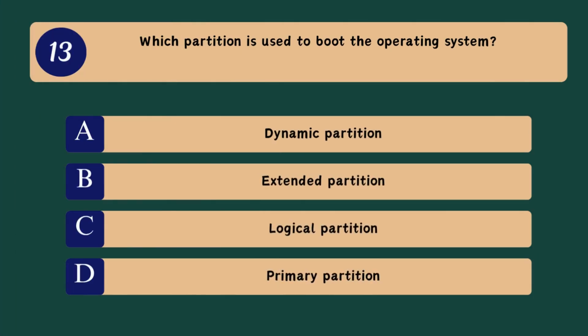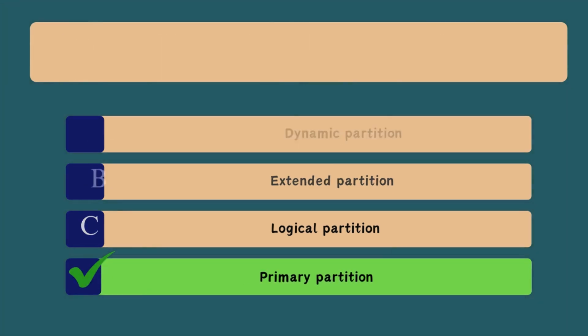Question 13. Which partition is used to boot the operating system? A. Dynamic partition. B. Extended partition. C. Logical partition. D. Primary partition. Correct answer: D. Primary partition.